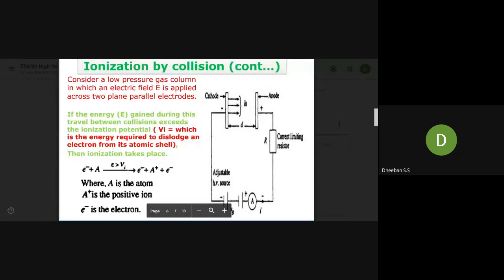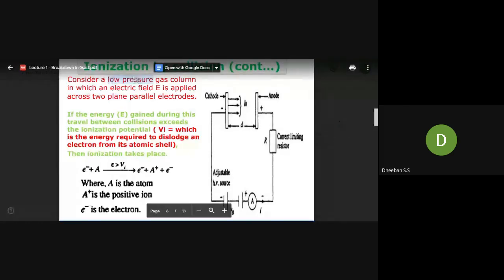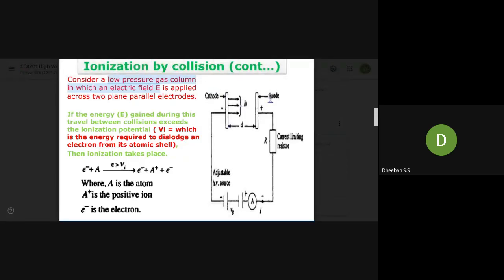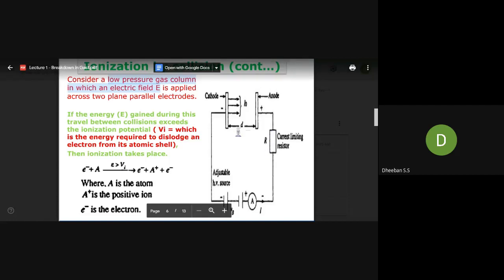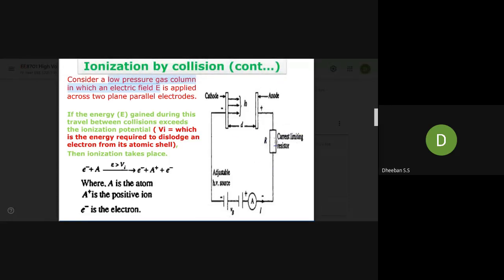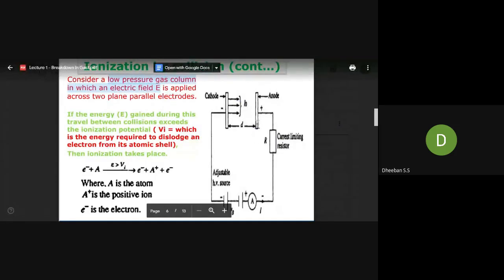How can you ionize the air by the process of collision? In general, you have to consider a low pressure gas column. Here they are taking two electrodes, anode, which is positive, and cathode, which is negative, and these two electrodes are connected to a source, which is nothing but a battery. For limiting the current here, they have given a system, but this is not the part we need. This setup is made in a low pressure gas column.